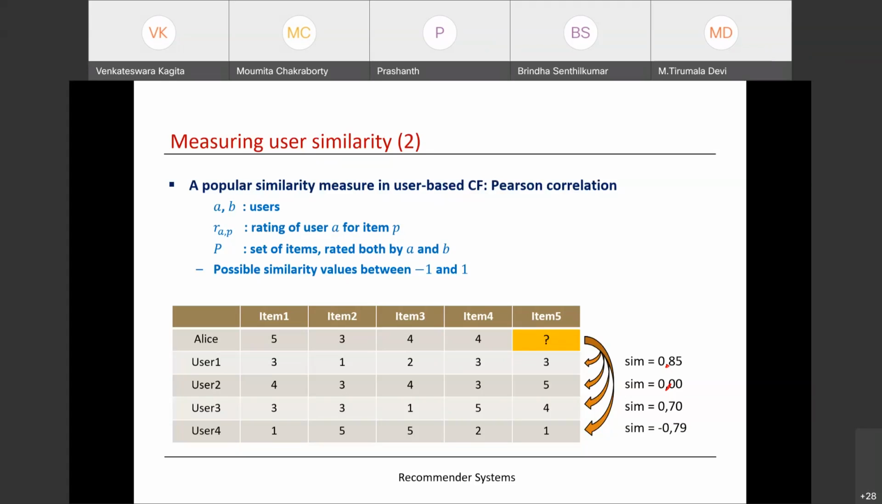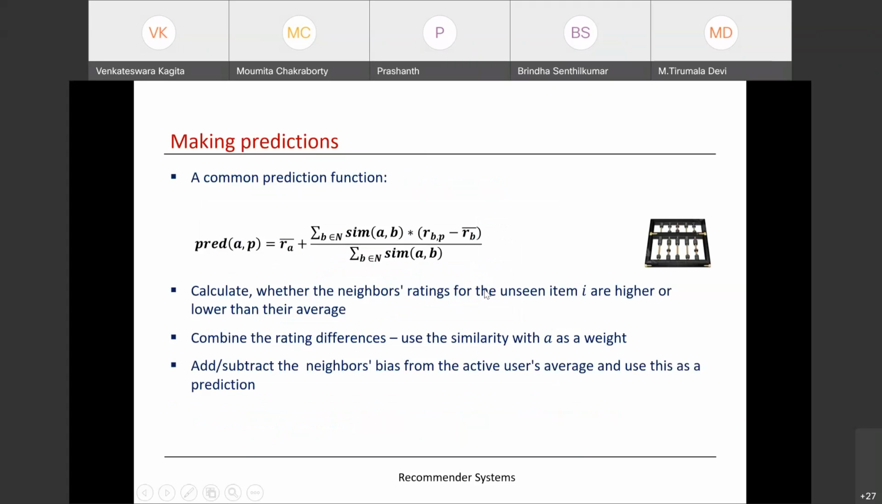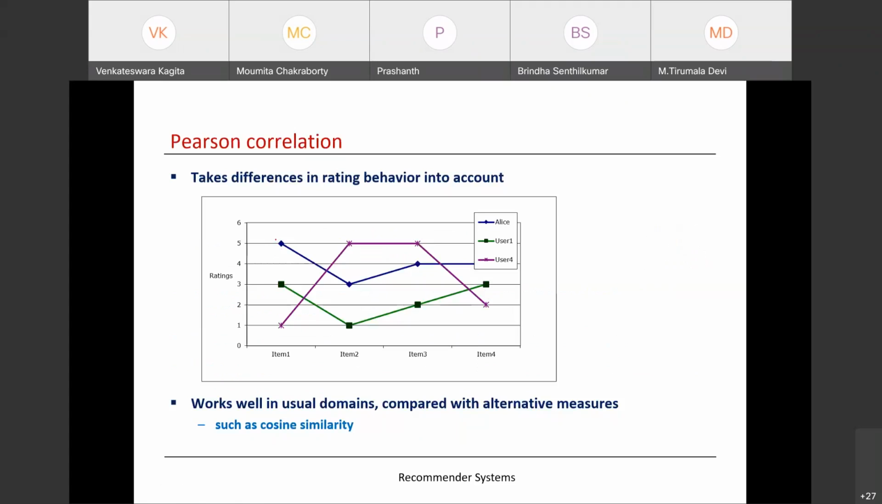So according to this average concept, the items are above their average or below their average. Item rating is above their average or below their average for both of them, right? So if you observe the rating patterns, it is something like this. If you see the Alice ratings and user 1 ratings in this plot, you can observe that they have got a similar pattern. If it is increasing, this is also increasing. If it is decreasing, this is also decreasing. Like that, Alice and user 1 have a similar pattern.